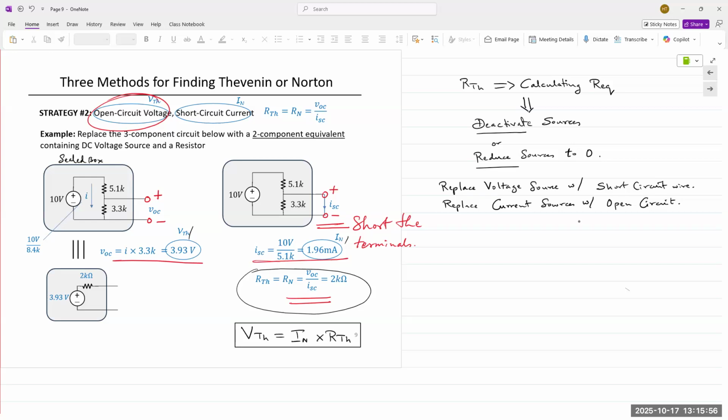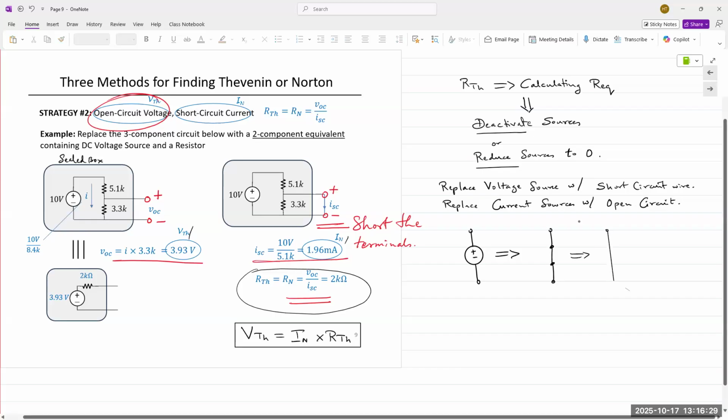And then we can calculate Req, because then all we have left in the circuit are a bunch of resistors. Then we find Req. So replacing a voltage source with a short circuit wire would look something like this. You remove the voltage source in the circuit, and in its place, you connect a wire. That's all. Essentially, both those nodes are now connected to each other.